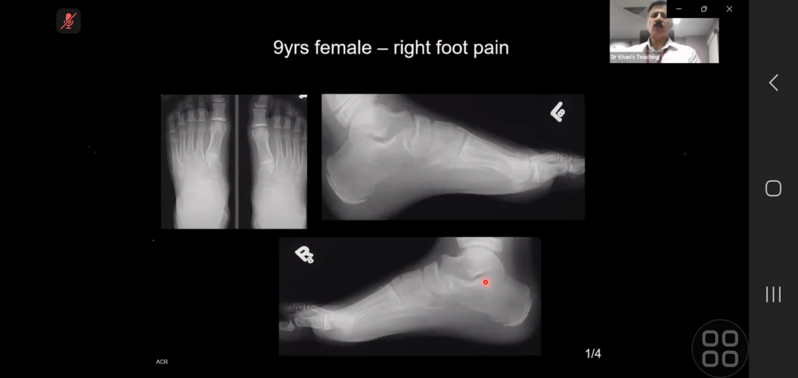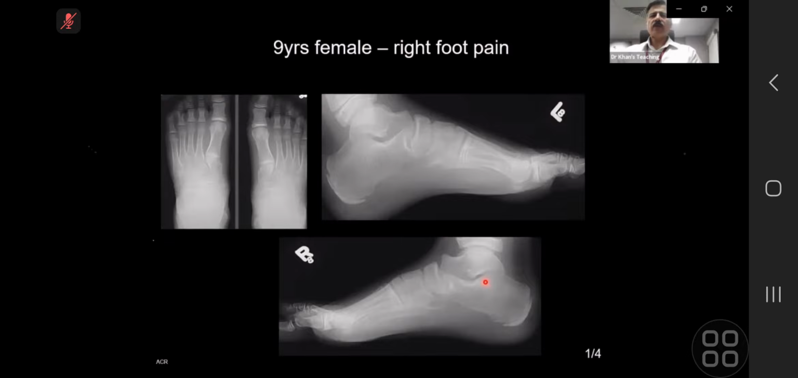Coalition-wise, this is again quite a favorite case for the examination. So remember a few basics. The most common coalitions are subtalar coalition and calcaneo-navicular coalition, both about equal percentage-wise. And there can be other types of coalitions, but they are not for the exam because they are more rare.